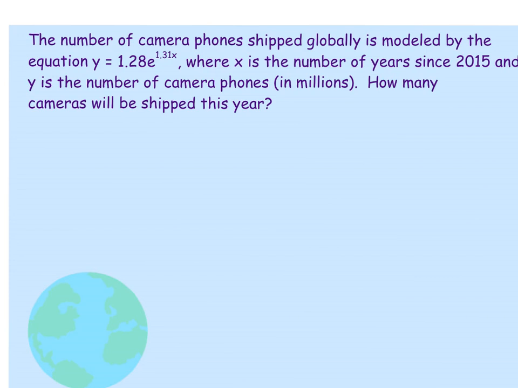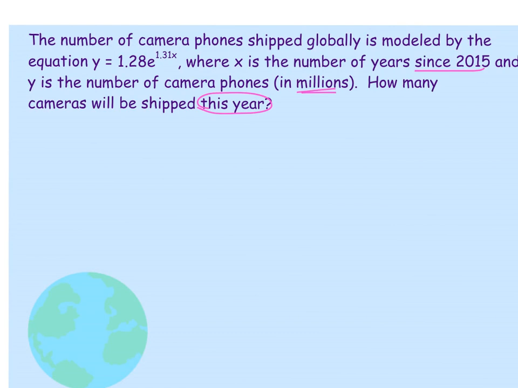You'll notice we didn't do a lot of work with graphing with e, but we will do application. It says the number of camera phones shipped globally is modeled by the equation y equals 1.28 e to the 1.31x power. It's quite the equation there. It says x is the number of years since 2015, and y would be the number of camera phones in the millions. How many cameras would be shipped this year?